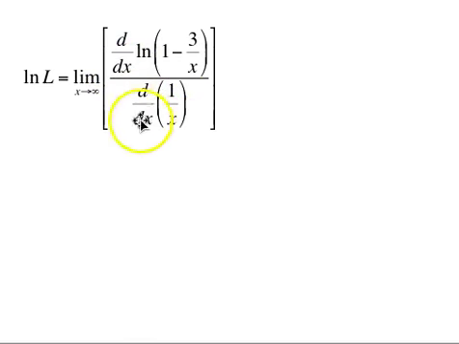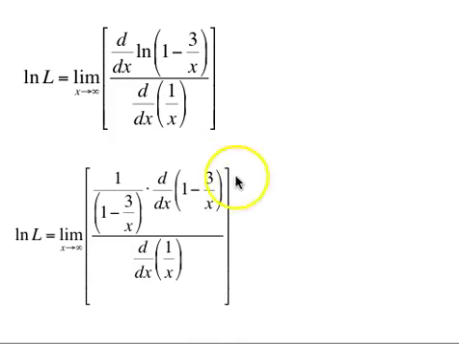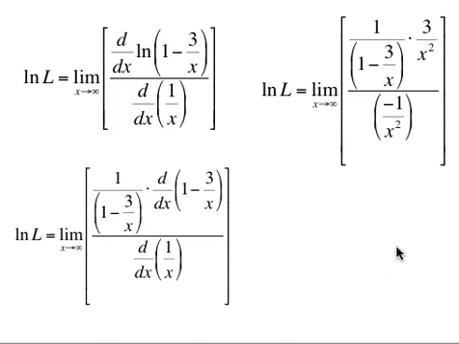So there we go, derivative of the top, derivative of the bottom. The derivative of the log of something is 1 over the something times the derivative of the inside. The derivative of 1 is 0. I'll need the derivative of negative 3 over x. The derivative of negative 3x to the negative 1 is 3x to the negative 2, so 3 over x squared, divided by negative 1 over x squared.